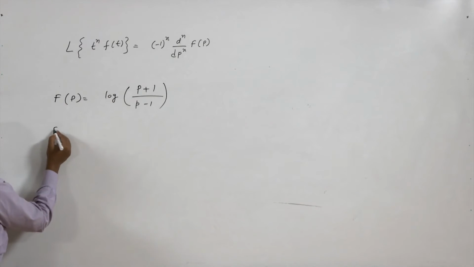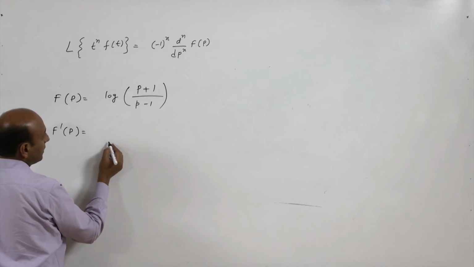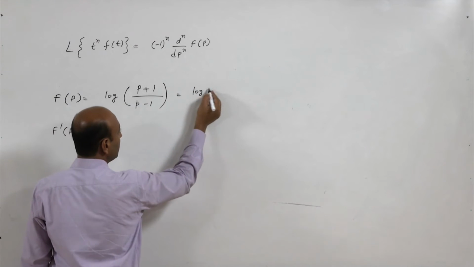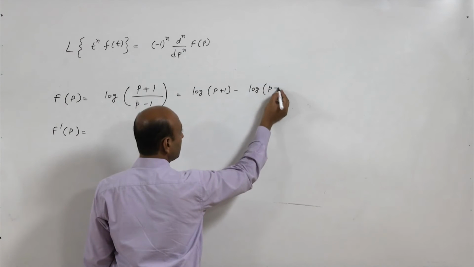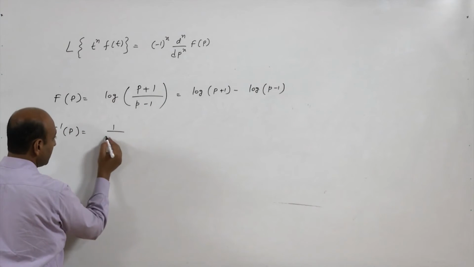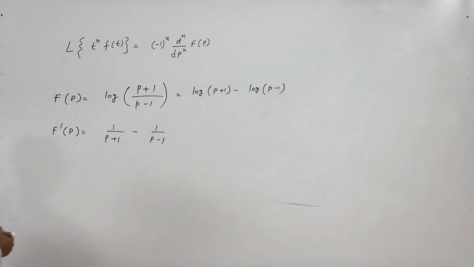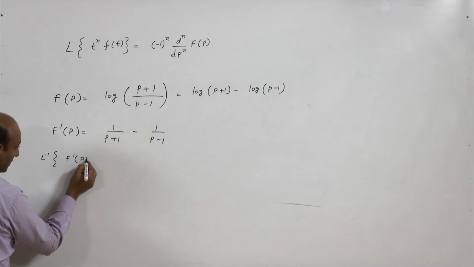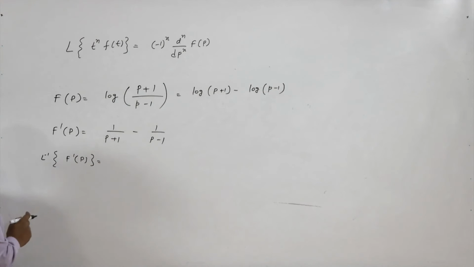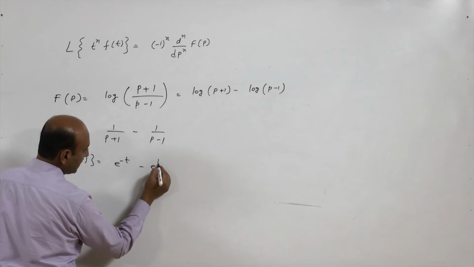So, what is F dash p? F dash p will be nothing but, log of p plus 1 minus log of p minus 1. So, this is 1 upon p plus 1 minus 1 upon p minus 1. Now, take Laplace inverse on both the sides. So, the Laplace inverse of F dash p is nothing but the Laplace inverse of 1 upon p plus 1, which is e to the power minus t, minus e to the power t.